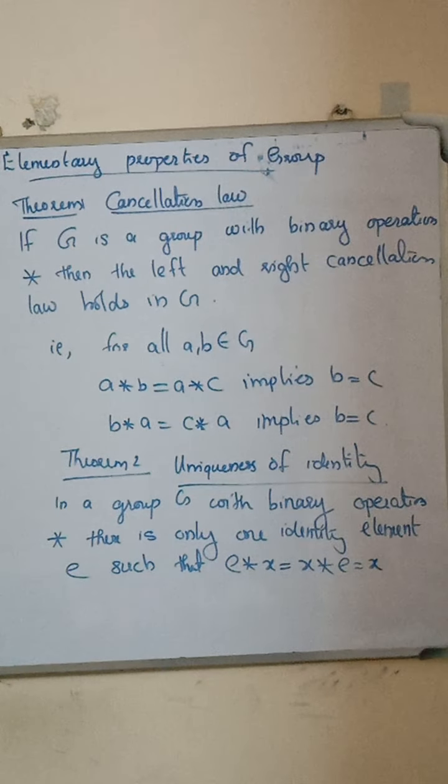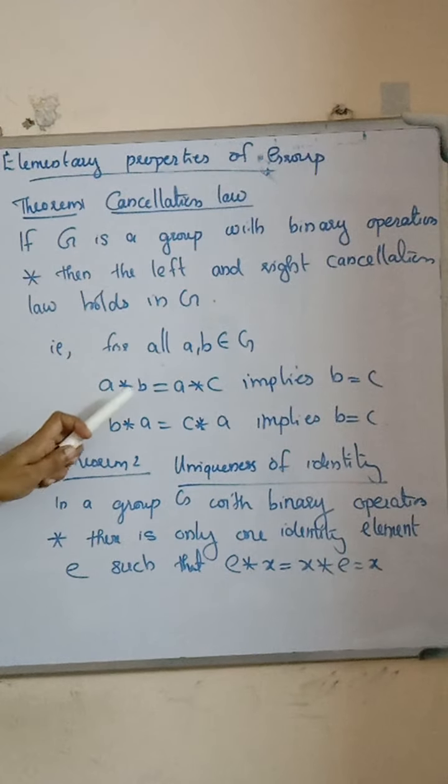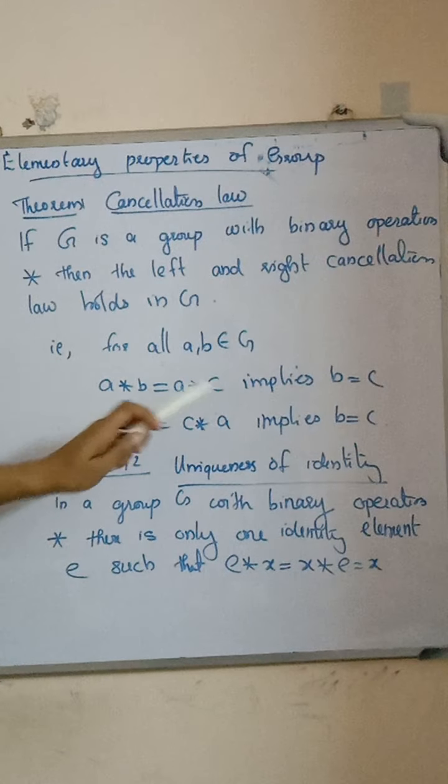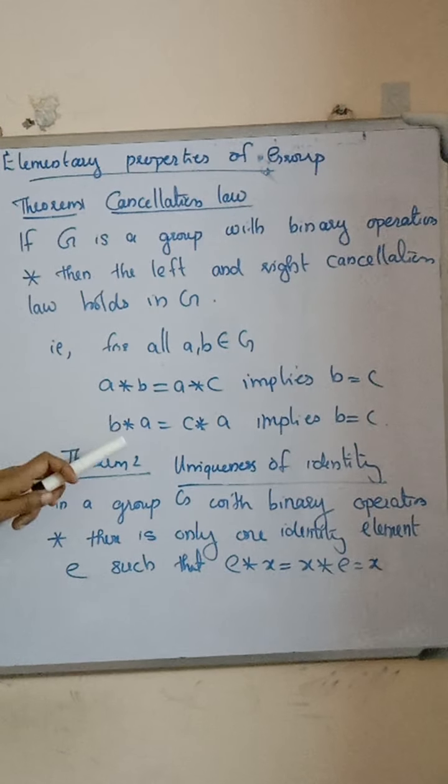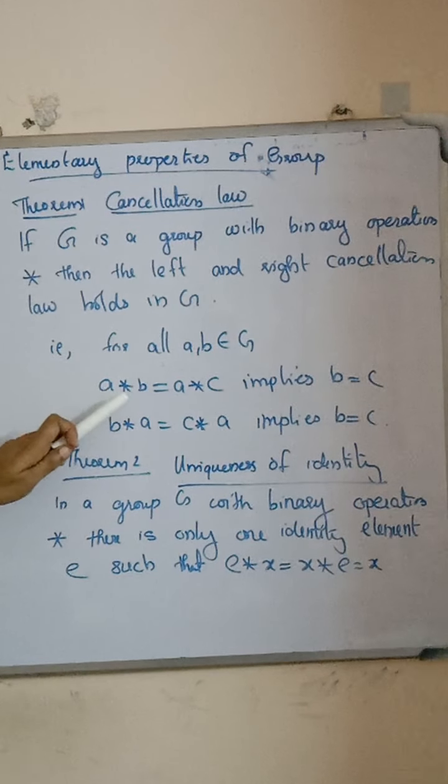Today we discuss elementary properties of a group. First theorem, cancellation law. If G is a group with a binary operation star, then the left and the right cancellation holds in group G. For all A, B, C in G, A star B is equal to A star C implies B is equal to C. That is, cancel out A from the left and we get B is equal to C.